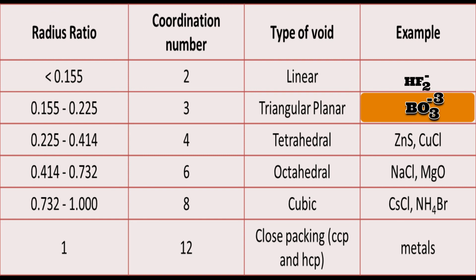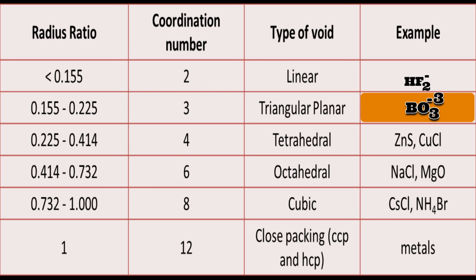Now see the last example. Cesium chloride. The size of the cesium ion, Cs plus, is 174 picometer. And the chloride ion that we discussed, what was the size of the chloride ion? 181 picometer. So take the ratio, find the radius ratio. So the radius ratio for cesium chloride will be 0.961, and it is between 0.732 to 1.000. It means the name of that void will be cubic void.